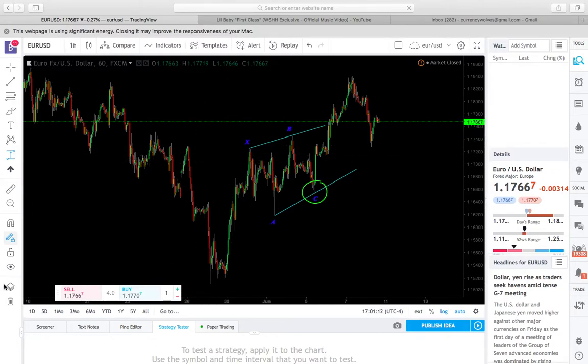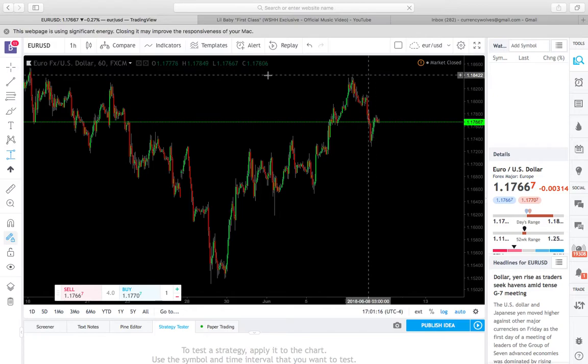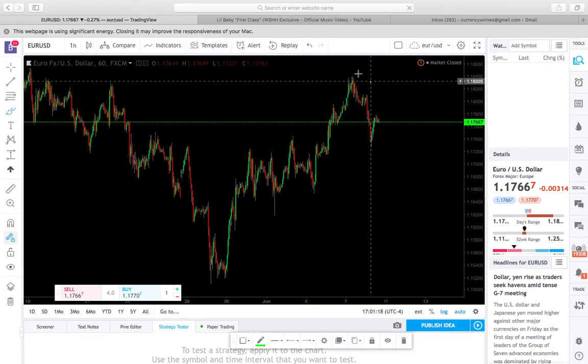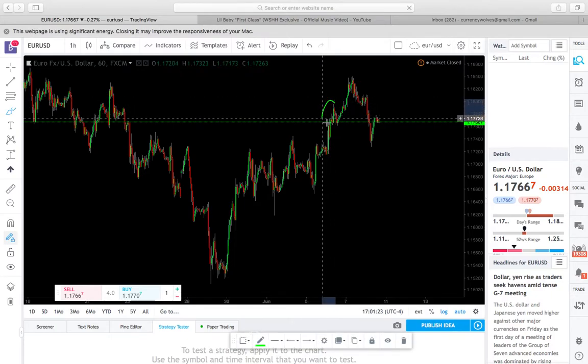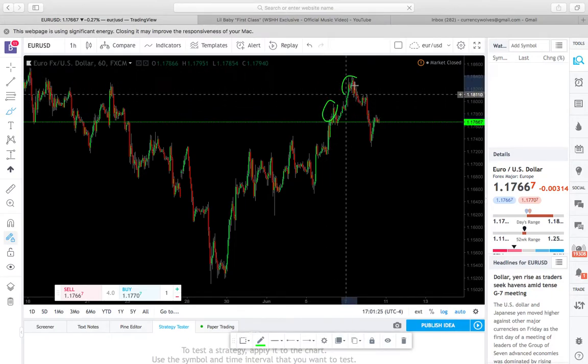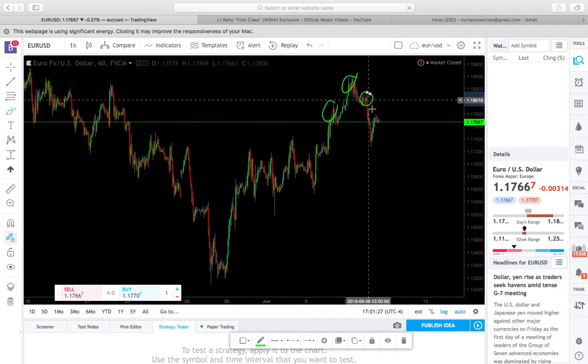Now, I sold it right around here, right? From this structure. And if you guys don't know what this is, I'll go ahead and point it out to you. Head and shoulders pattern. All right, guys? Boom, right?